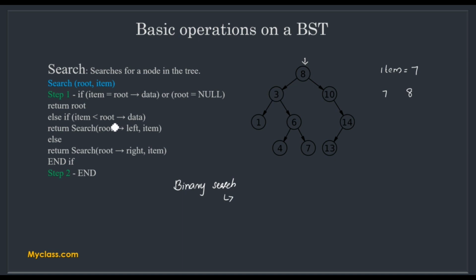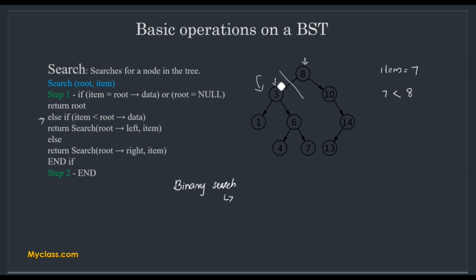Next is the else if. In this case the first condition is not working, so we have reached the else if condition: if item is less than root data. Is it true? Yes, the item is less than root data, so we only consider the left part and ignore the right part. Again we call search on root left, item, implementing the search algorithm on this left subtree.